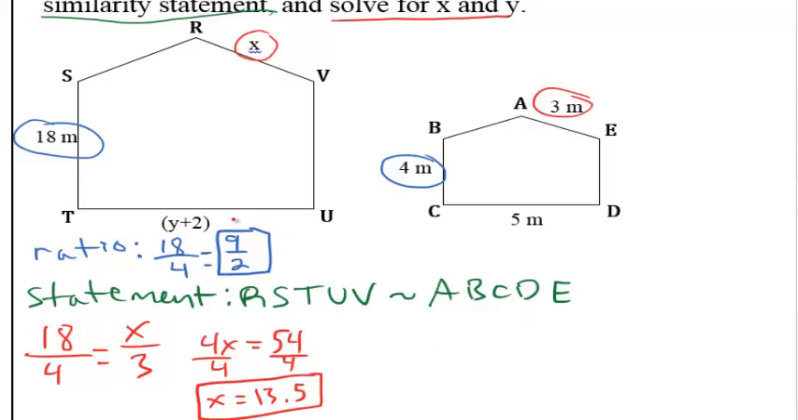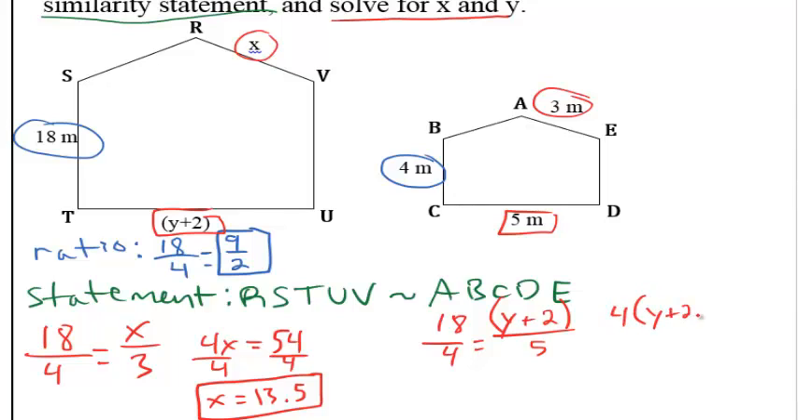All right. Then to solve for y, match up the corresponding sides for y. Here's y plus 2. That corresponds with 5. So set up your proportion the same way. 18 over 4 is now going to be equal to y plus 2 over 5. Make sure you go the same way both times. Be careful here when I'm multiplying by this. Think about y plus 2 as being one term. So I've got 4 times that y plus 2 is equal to 18 times 5, which is 90.